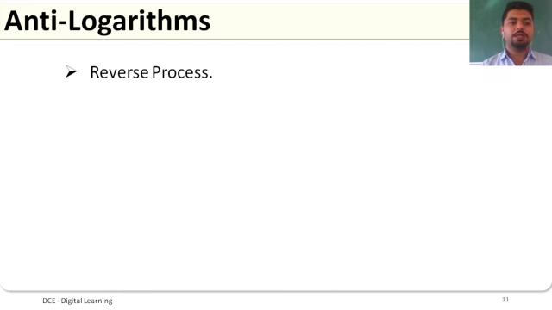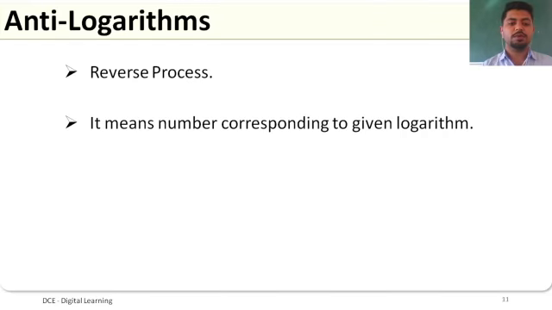Antilogarithm means it is a reverse process. It means the number corresponding to a given logarithm. Till now we studied how to convert numbers into log values. Now we learn how to reconvert log values into numbers.